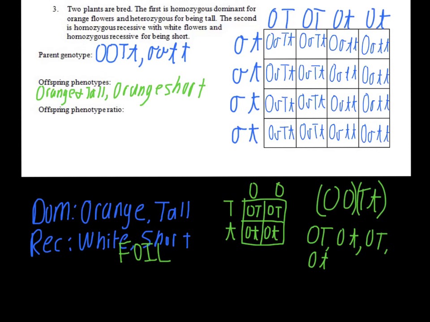The last thing is the phenotype ratio, which is like the odds of getting each one. For this one, it's a 50-50 ratio because we have half of the Punnett square answers, half of the columns. That's capital O, capital T, showing us that this is orange and tall, and then half of them are orange and short. So there's two ways to fill this one out. You could call that a 1-to-1 ratio, or you could just say that it is 50-50.